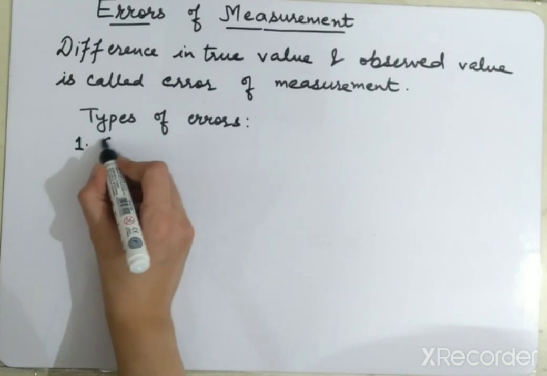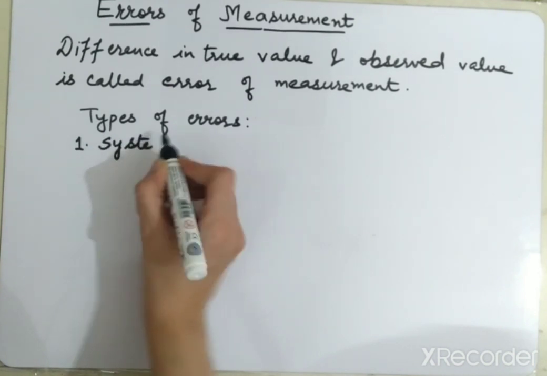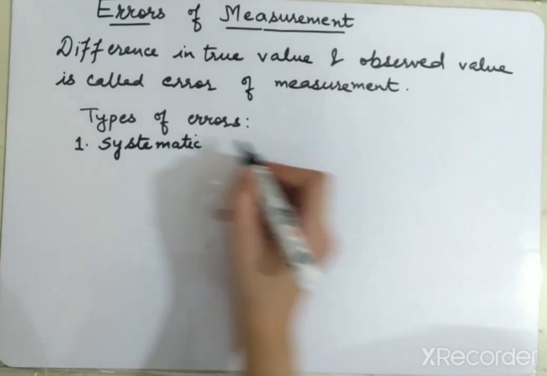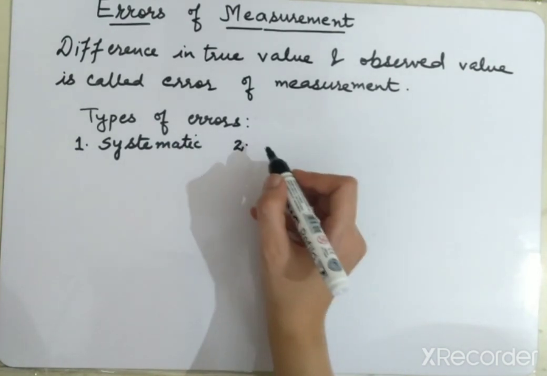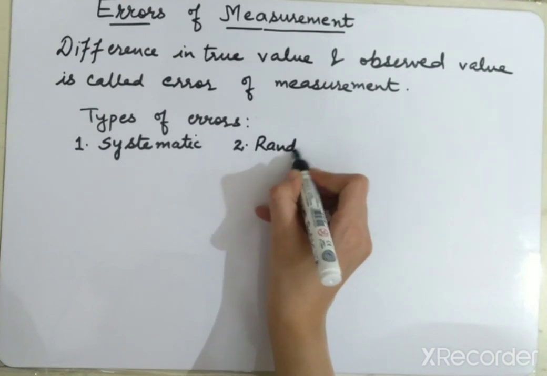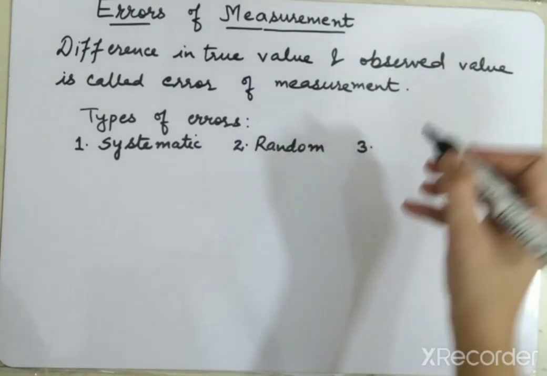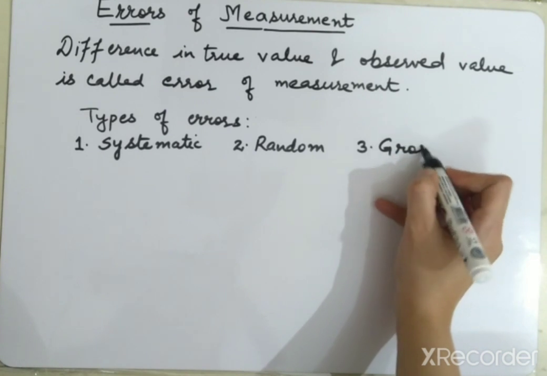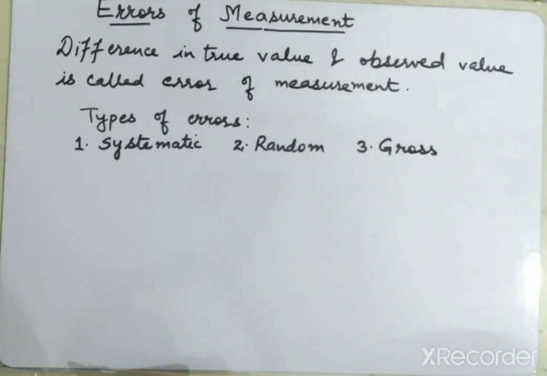First, we have systematic errors, random errors, and gross errors. In case of systematic errors, as the meaning of the word is, the errors are in one direction only, that is, either positive or negative. And the causes of systematic errors are known.